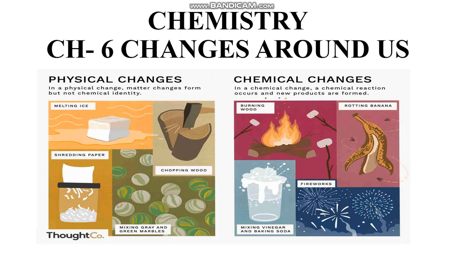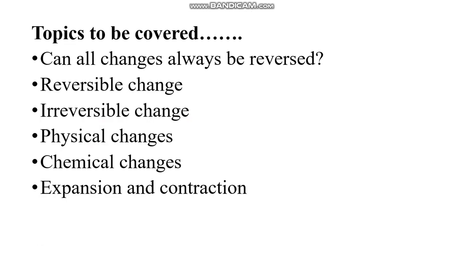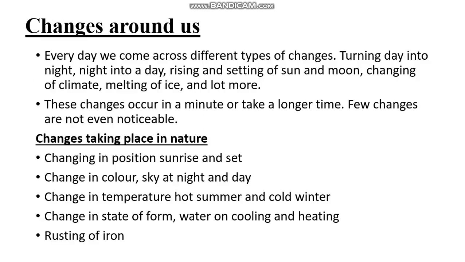Our hair and nails keep growing, leaves die and new leaves take their place, while some changes in our environment are temporary and some are permanent also. So other changes are relatively permanent. In this topic we are going to see reversible change, irreversible change, physical changes, chemical changes, expansion and contraction.